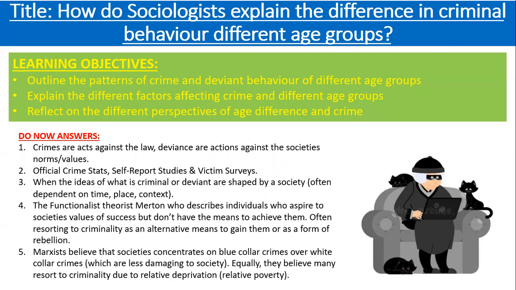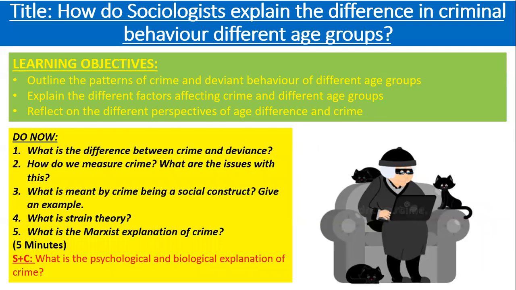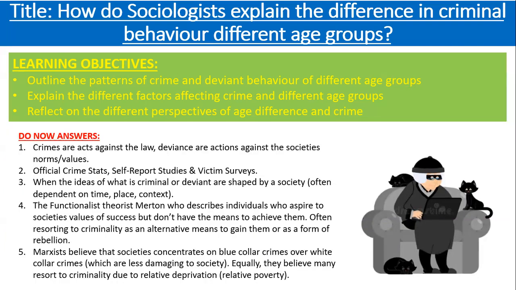So for number 2, the way in which we get our data on crime, we do that through official crime stats, and then that can often be informed with self-report studies and victim surveys. So for number 3, the question was, what is meant by the social construction of crime? So it's when the idea of what is criminal or deviant is shaped by wider society. So it's often dependent on things like time, place, context, culture.